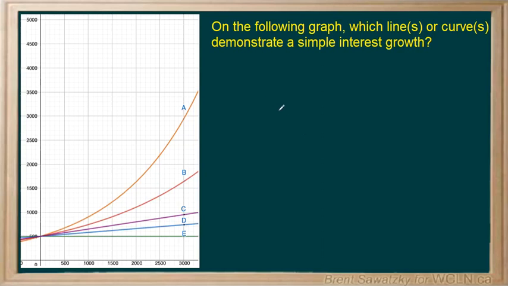So in this question, we're asked which lines or curves demonstrate simple interest growth. We're given a graph with some different curves on it, and we're looking at these relationships and trying to categorize the type of interest growth here.